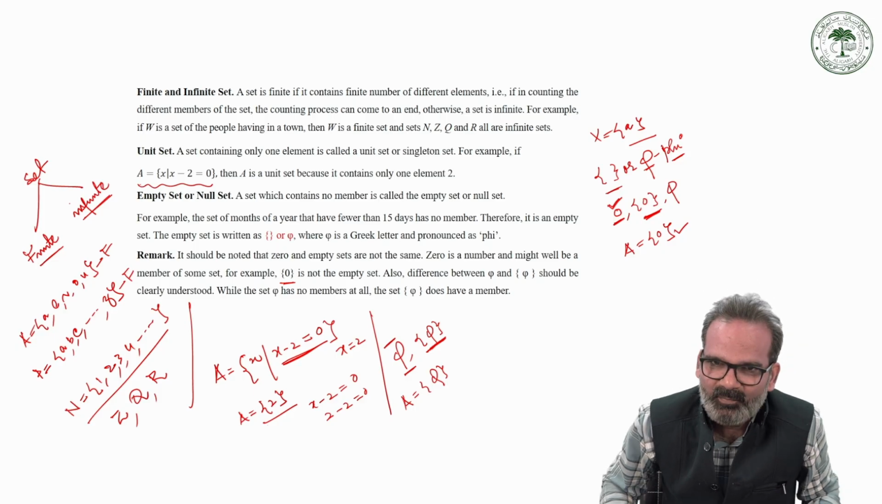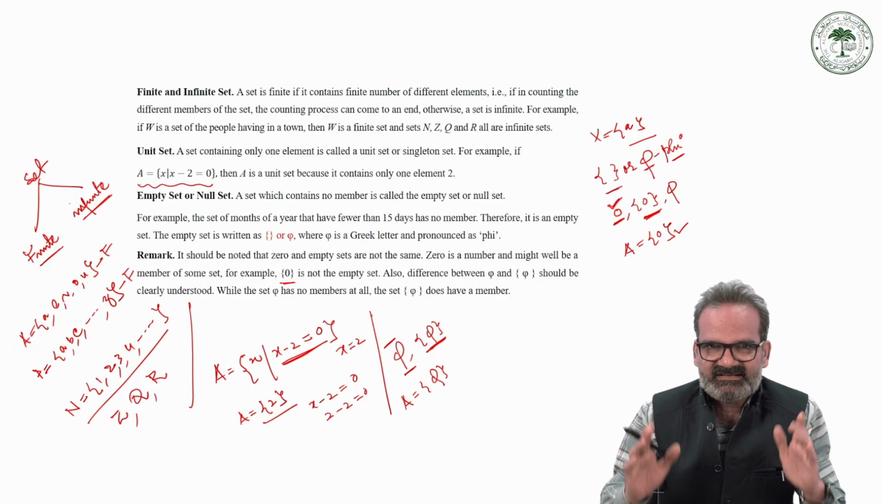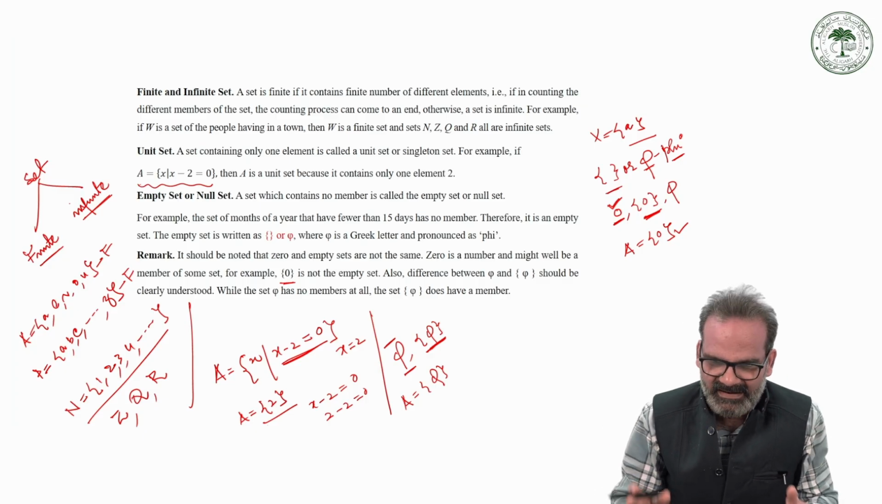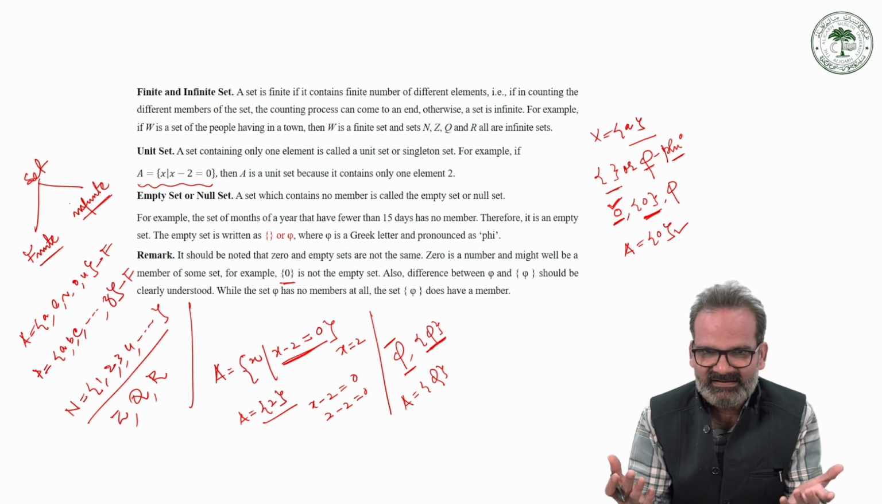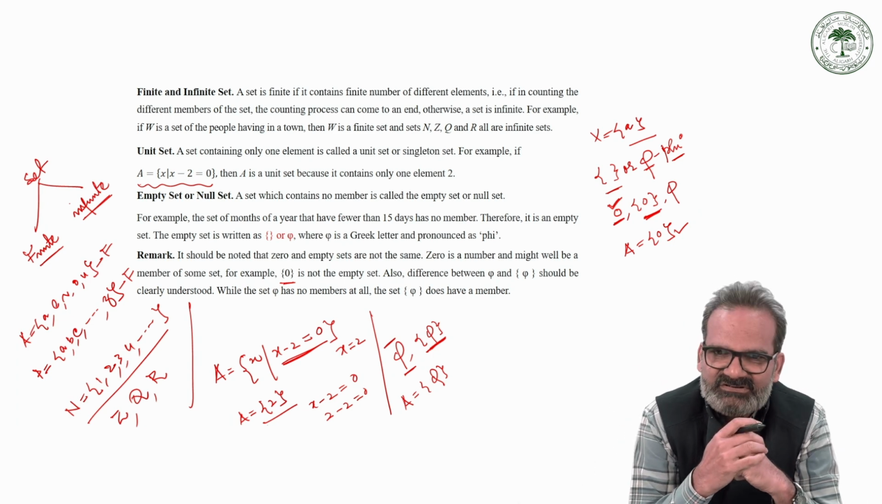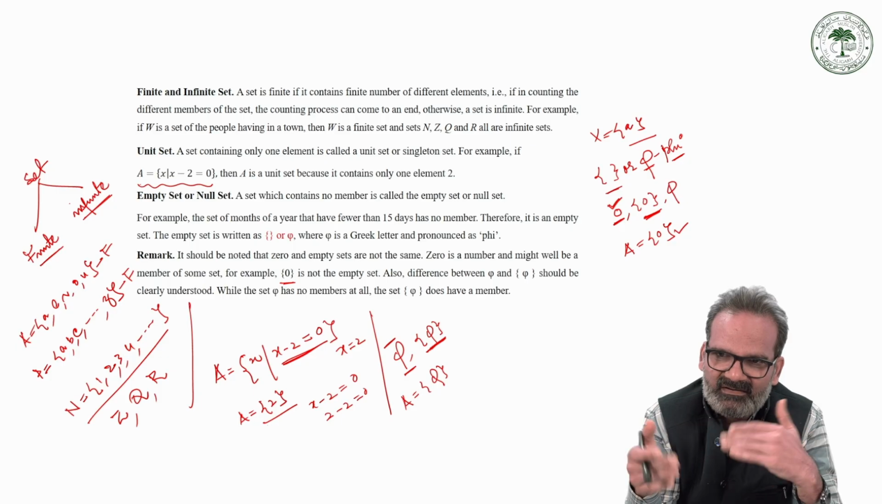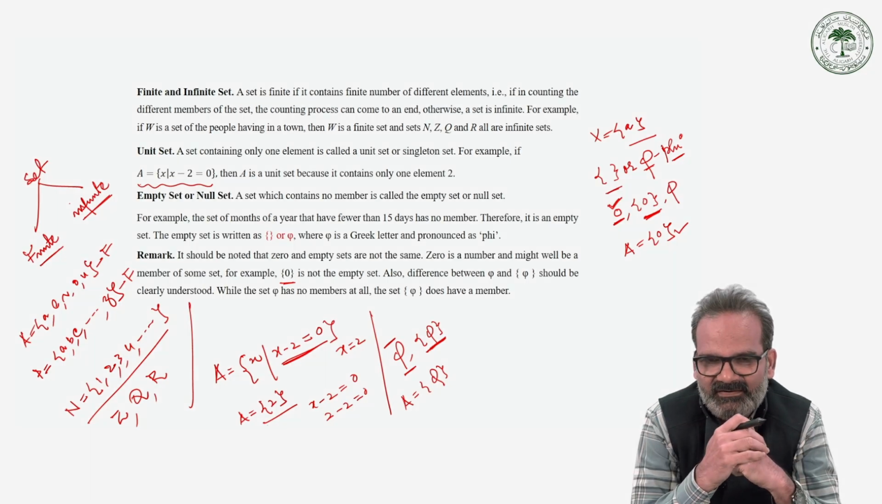So students, hope this is more than sufficient for understanding the concept of the set and its varieties: finite, infinite, then unit set, then empty set. This is more than sufficient for you to understand the subsequent text. So thank you very much.